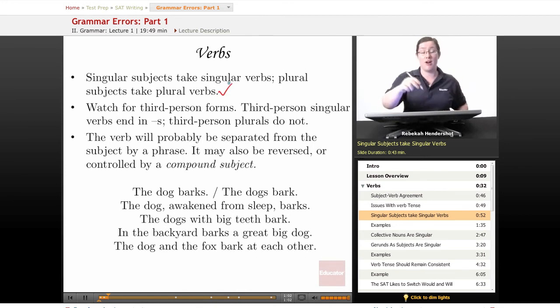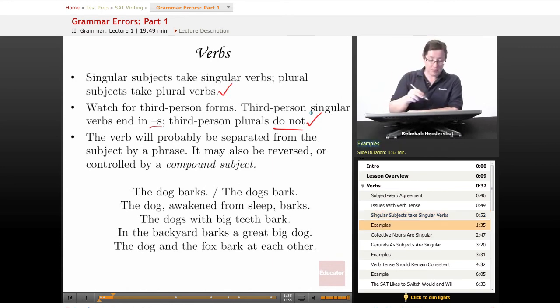End of talk, good talk, no. Watch for third-person verb forms. This is where the test will usually try to get you. Third-person singular verbs end in S, usually, with some exceptions for irregular verbs, and third-person plurals generally do not. Now, something else to watch out for. The verb will probably be separated from the subject by a phrase, just to make things harder for you. It may also be reversed, have the verb come before the subject for some reason, or it may be controlled by a compound subject. None of these absolve you of your responsibility to make sure that subjects and verbs agree.